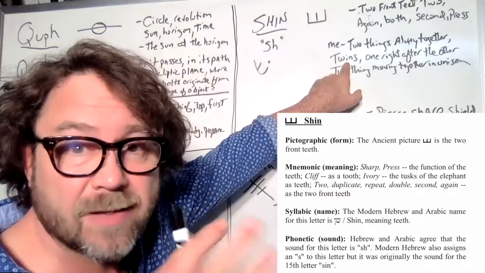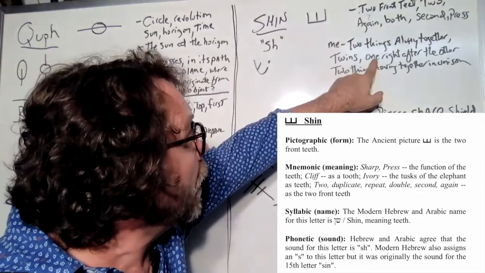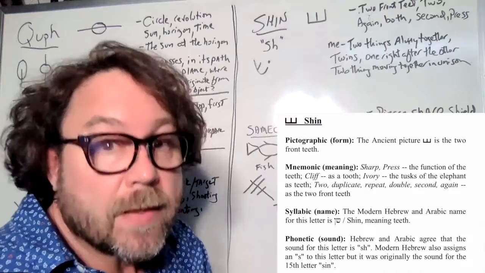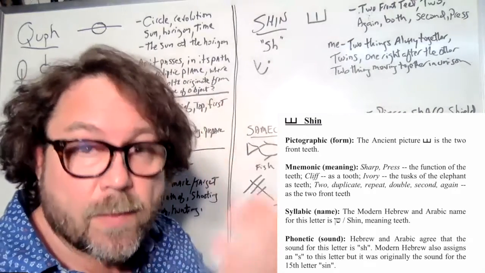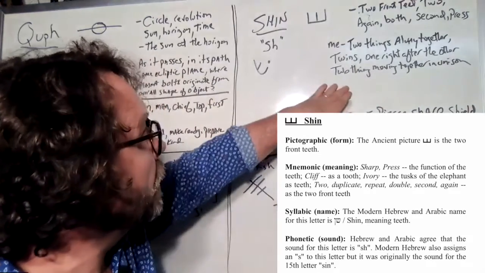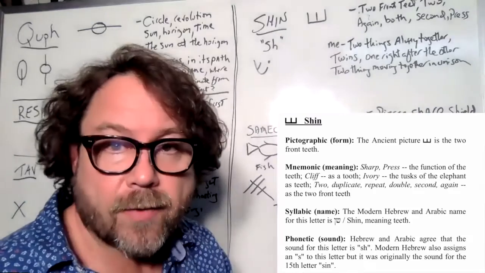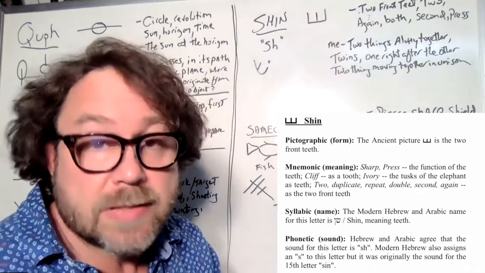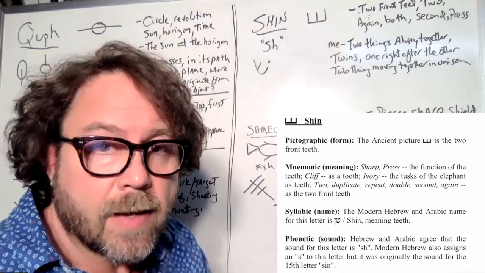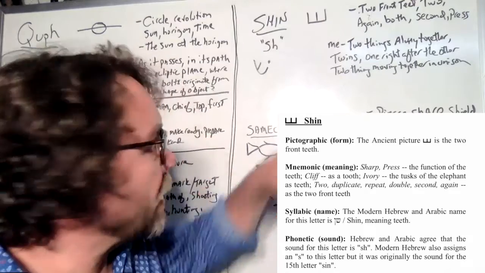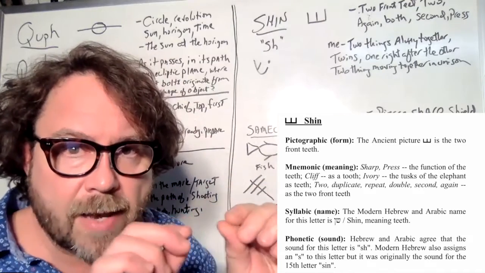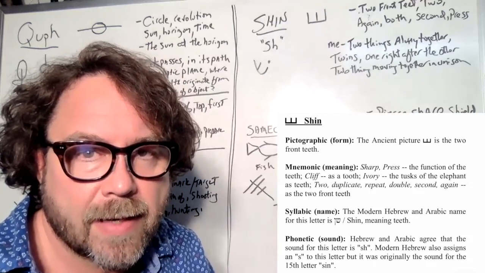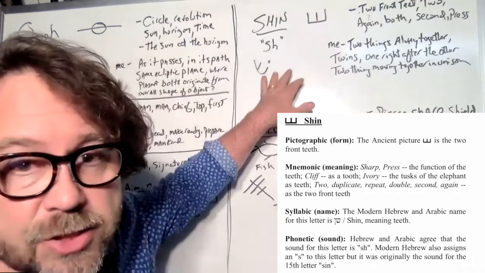Usually your two front teeth look exactly the same. One right after the other. Yeah, that would make sense from our perspective. Okay, two things moving together. Two things moving together in unison. Okay, now that right there, I'm going to talk about a little bit in the Noah's flood video whenever I get it finished. Okay, but that's Shin.